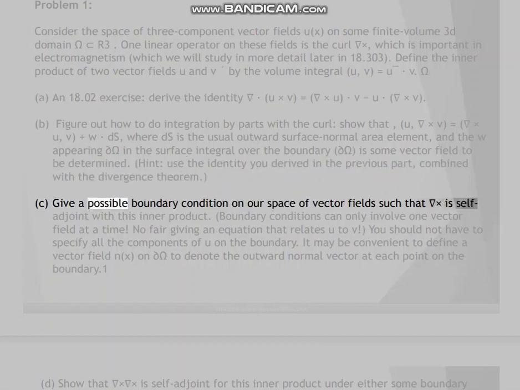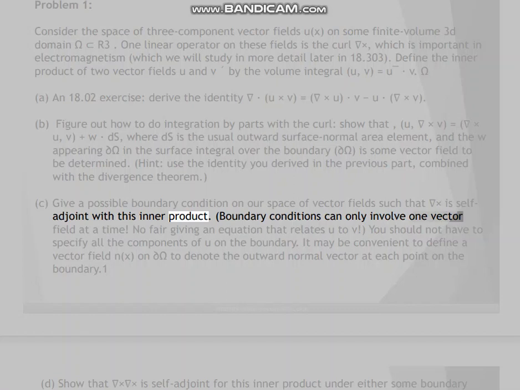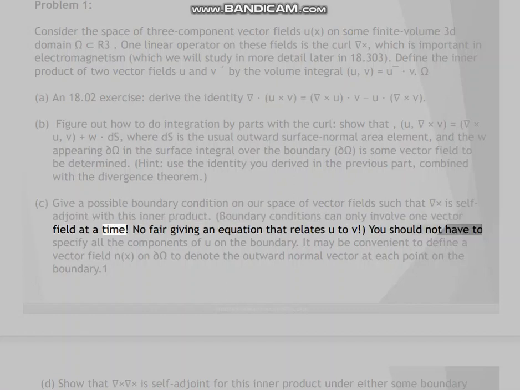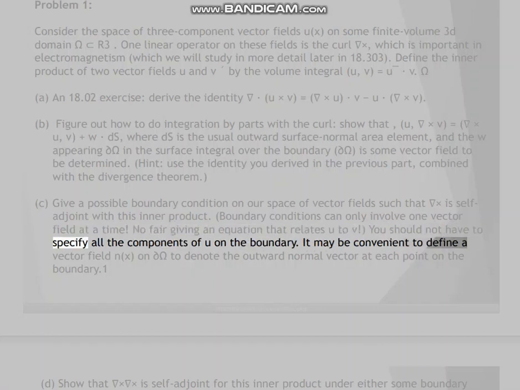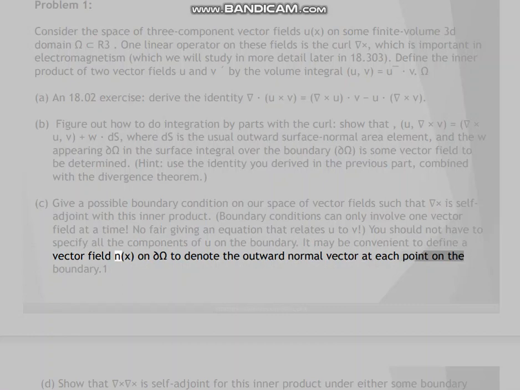C. Give a possible boundary condition on our space of vector fields such that nabla × is self-adjoint with this inner product. Boundary conditions can only involve one vector field at a time. No fair giving an equation that relates U to V. You should not have to specify all the components of U on the boundary. It may be convenient to define a vector field n on del omega to denote the outward normal vector at each point on the boundary.